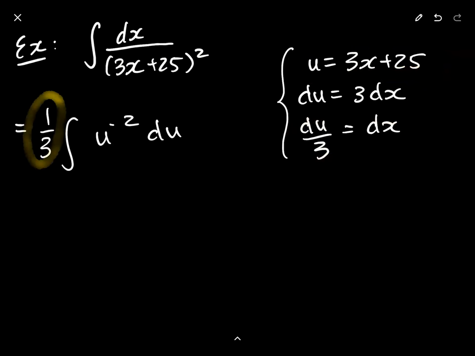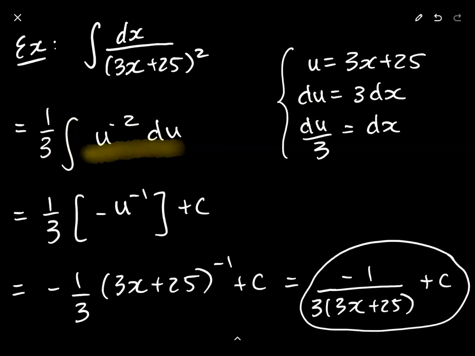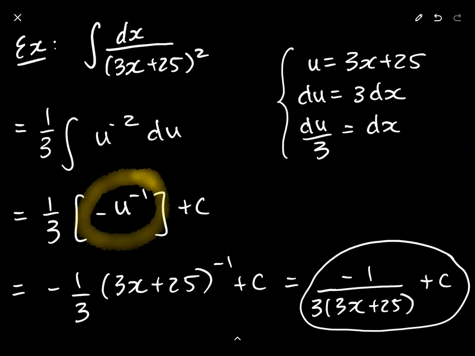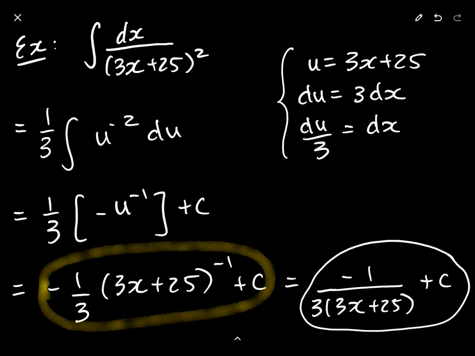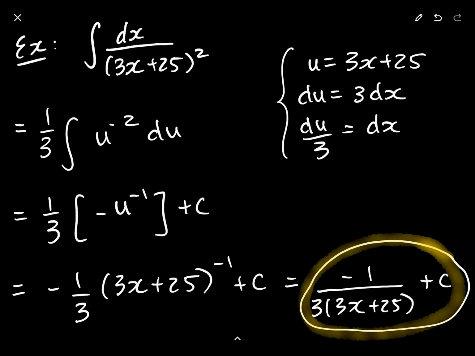So the 1/3 will keep in the front, and we'll have the integral of u to the minus 2 du. u to the minus 2 is a basic integral in u. The antiderivative will be negative u to the power minus 1 plus c, and then we can put the antiderivative back in x. So the antiderivative is negative 1 divided by 3 times (3x plus 25) plus c.